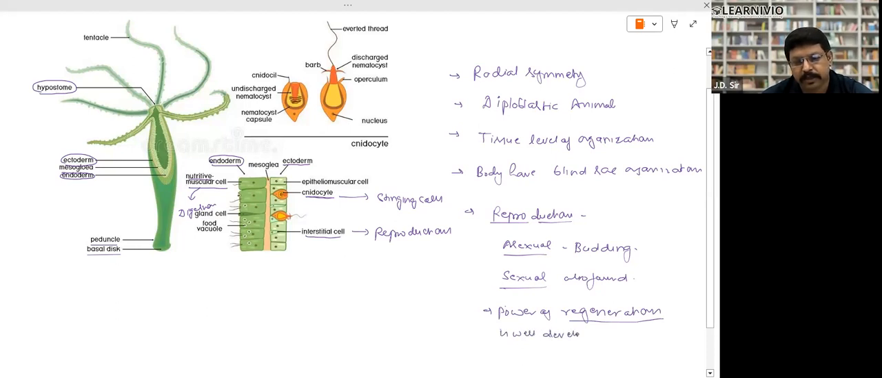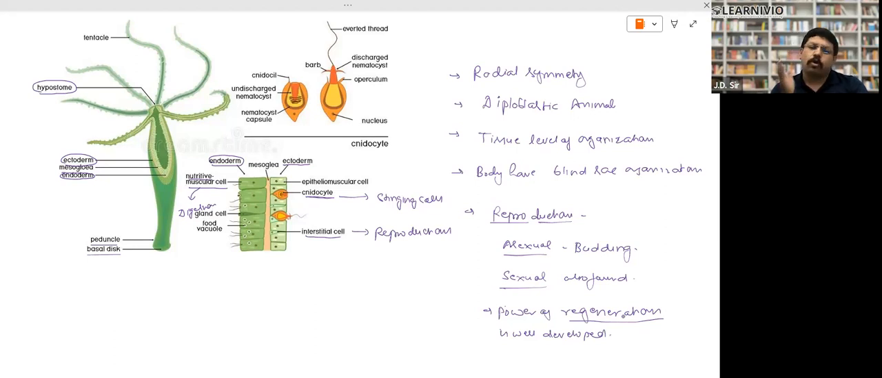What does it mean? It means that if any part of the body is lost, that will be recovered, right? So that is the power of regeneration. That is a remarkable and well developed power which is found over there. So how is the fertilization? Is fertilization internal or external? That is external. Here the fertilization is external.